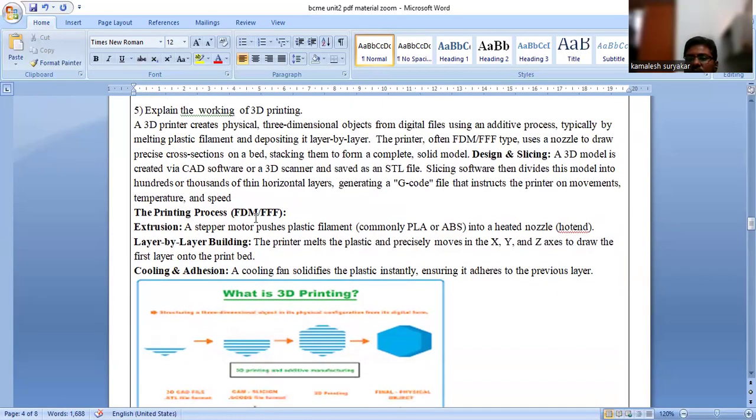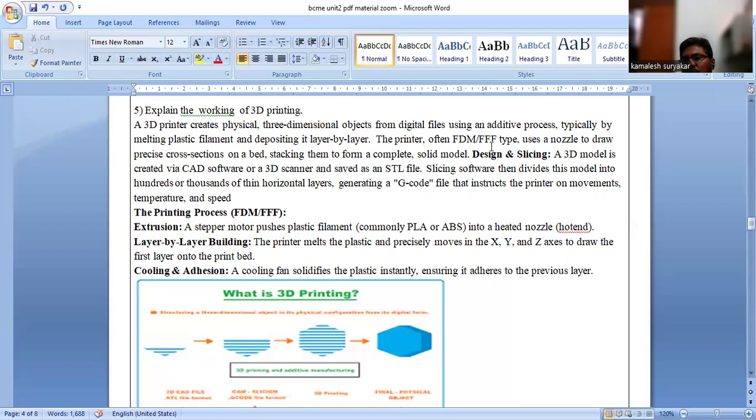So now I am going to explain what this is. A 3D printer creates a physical three-dimensional object directly from digital files using an additive process. As I have shown in the diagram, line by line, it is called an additive process, starting from the bottom portion and going up and up in the vertical direction. Typically by melting plastic filament, you can use plastic, metal or resin materials as input, depositing it layer by layer as I said in the diagram.